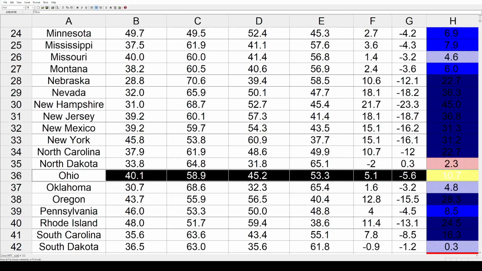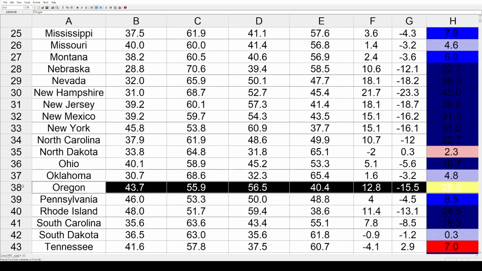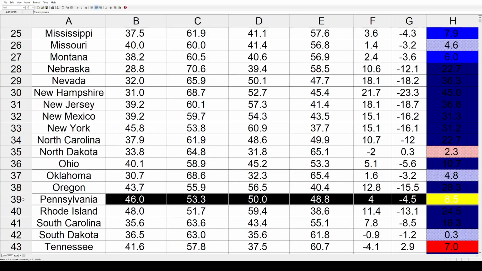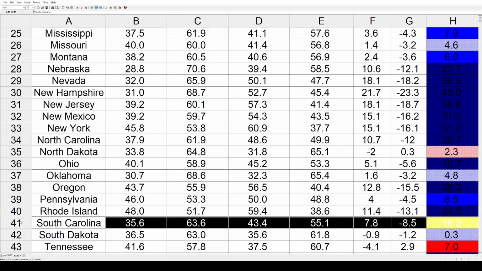Ohio went back toward the Democrats by 10.7. Oklahoma also toward the Democrats by 4.8. In Oregon, that went 28.3 away from the Republicans and toward the Democrats. Pennsylvania got 8.5 points bluer. Rhode Island, 24.5 points bluer. South Carolina, bluer as well by 16.3.